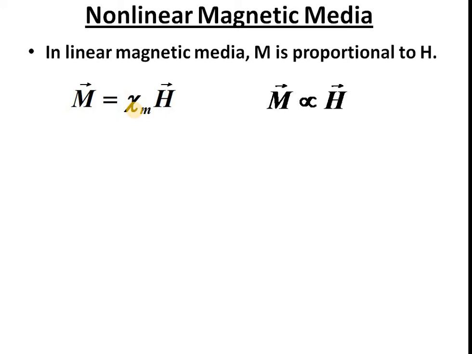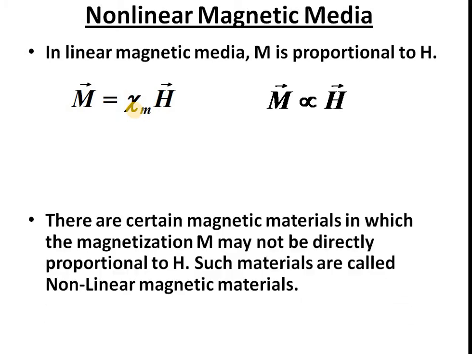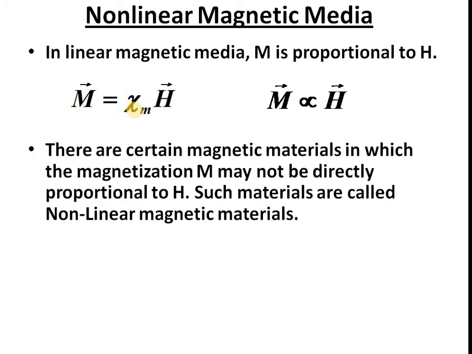Understand? So any material that satisfies such a linear relationship is called a linear magnetic medium. In a linear magnetic medium, magnetization M will be directly proportional to H, or you can write M is equal to chi M into H. But there are certain media where this is not valid. This means M is not directly proportional to H.